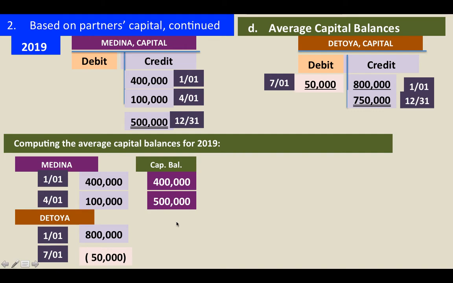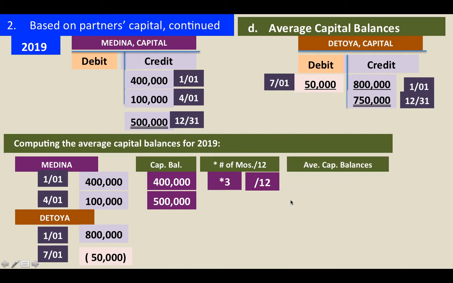Okay, to compute the average capital balances of Medina, we have to multiply that by the number of months wherein it is at 400,000. So the number of months is from January, February, and March. So that's 3 months. Okay? And then we have to divide it by 12. So 400,000 times 3 divided by 12 will give you the average capital balance of 100,000.